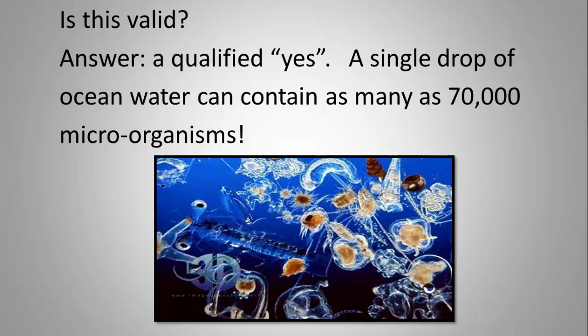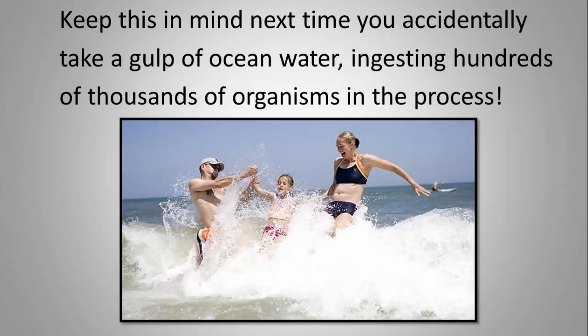Note, a single drop of ocean water can contain as many as 70,000 microorganisms. And here's an image showing just a few of those microorganisms. These are larger than many. Most of them are very small. They're called nanoplankton. So I'd like you to keep this in mind next time you are swimming, playing in the ocean, and you take a gulp of water.